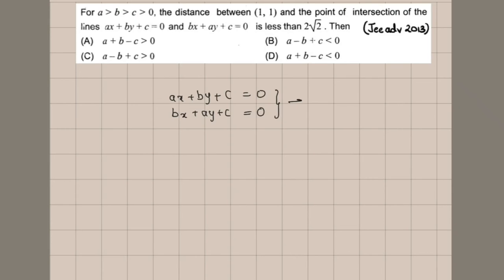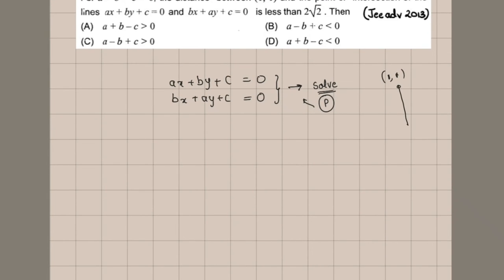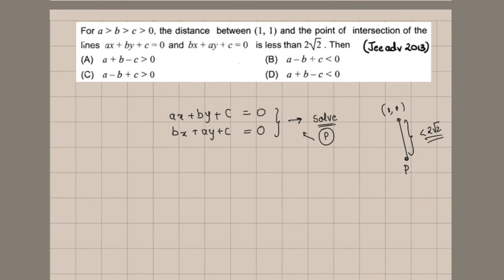So we need to find the point of intersection, so we need to solve these two. We got the point of intersection, and 1 comma 1, let's say this is point P, which is the intersection of these two lines. The distance is less than 2 root 2. This is the given info. If you solve, we get it in terms of c, a, b. So we will get a condition in a, b, c to satisfy this distance between 1 comma 1 and P less than 2 root 2. Let's solve these two equations.